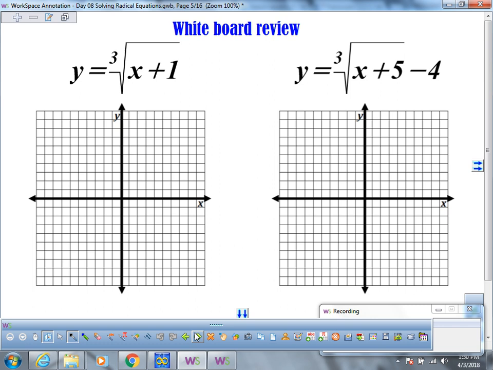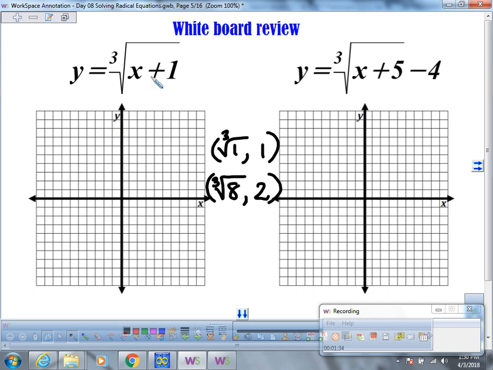Let's do this review. Cube roots. Let's do the magic numbers for cube roots. The cube of 1 is 1. What's the next cube I can find? 8 and 2. What's this going to make the graph do? Left 1. What's this going to make the graph do? Left 5 and down 4. We're good on review?